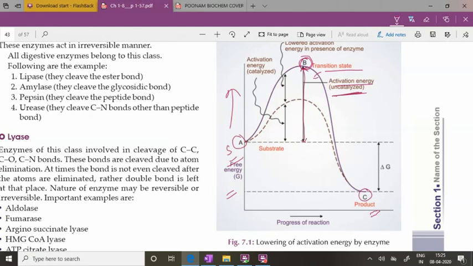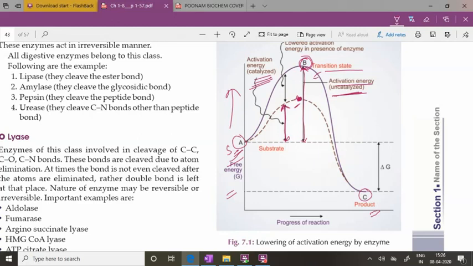When the enzyme is present, the transition state is reached earlier somewhere here. So now the amount of energy which is needed to convert the substrate to transition state is lowered. So the activation energy, that is the difference of substrate and the transition state, is lowered in presence of enzyme. So when the enzyme is present and the reaction is catalyzed, we get to have this dotted graph. We have got substrate, we have got same product, but the transition state is reached earlier. So the difference of energy between the substrate and the transition state is now lowered.